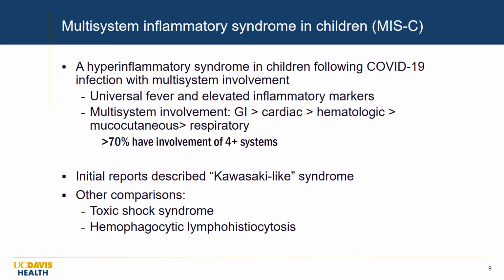And as I have mentioned, a lot of the initial reports described it as Kawasaki-like syndrome, but other comparisons included toxic shock syndrome, as well as hemophagocytic lymphohistiocytosis, which we often call HLH. And all of these entities are marked by having significant inflammation.